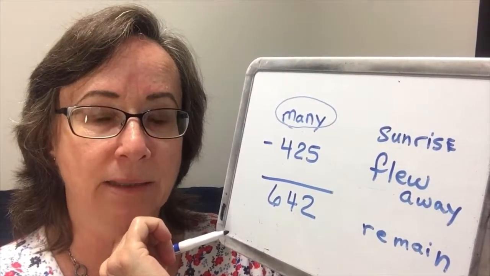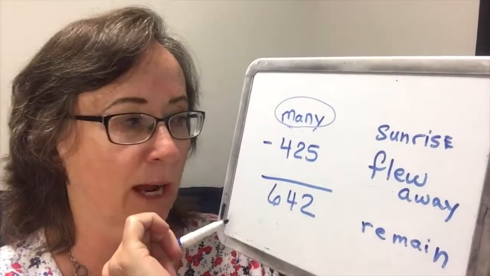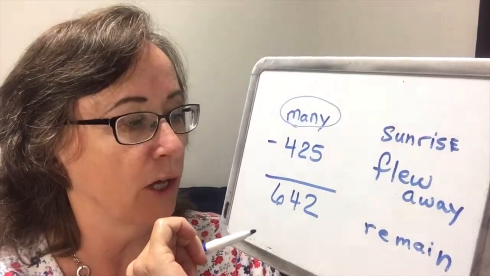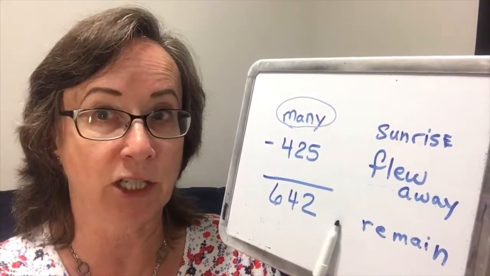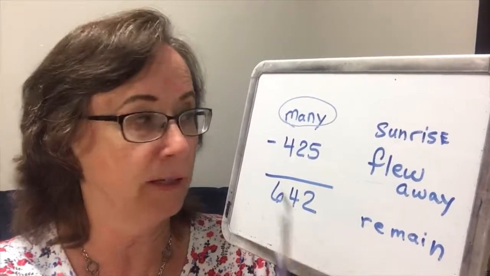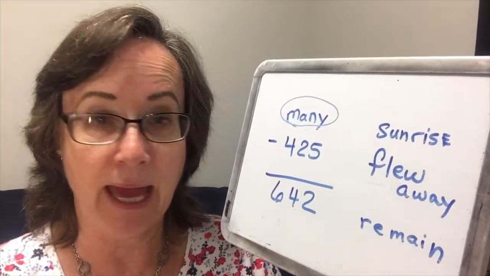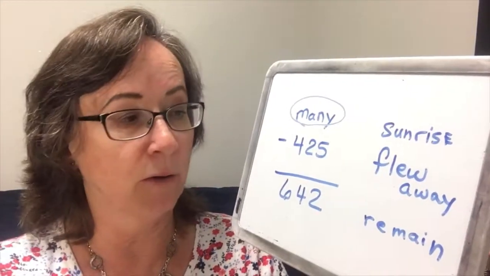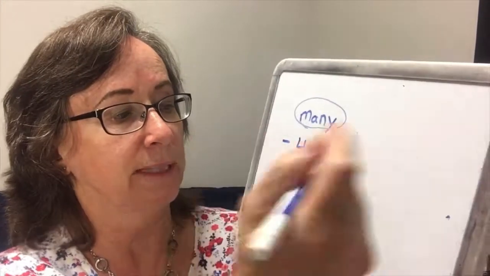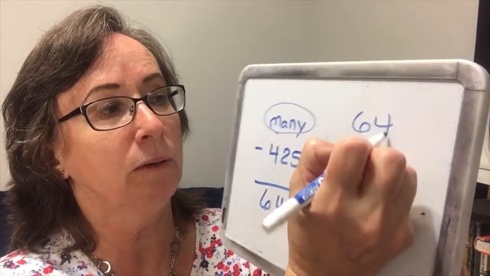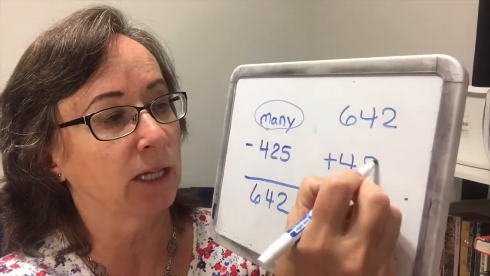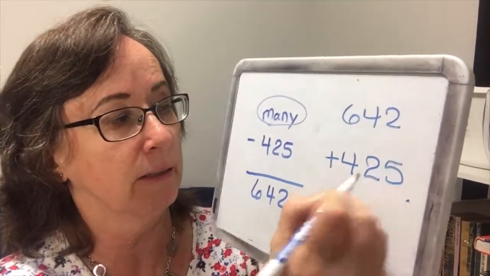Could we undo the subtraction with addition? Since they're inverse operations, could we say 642 plus 425 is how many we had? Okay, so we'll erase our words here. And then we'll say 642 plus, because we know addition and subtraction undo each other.